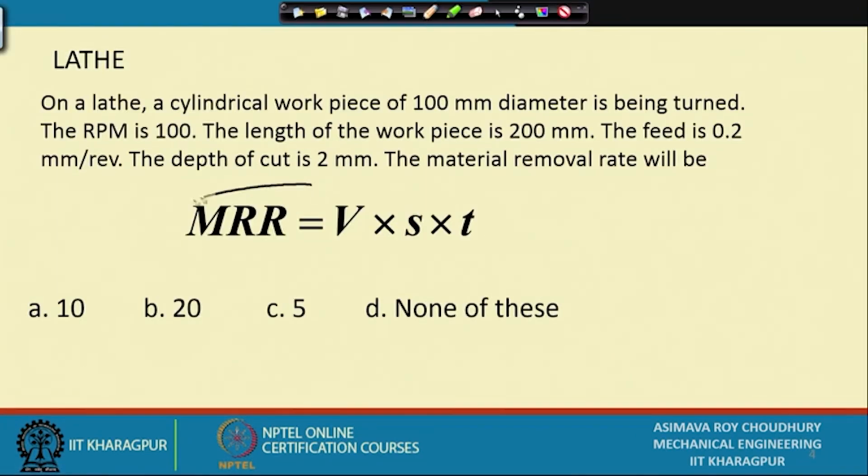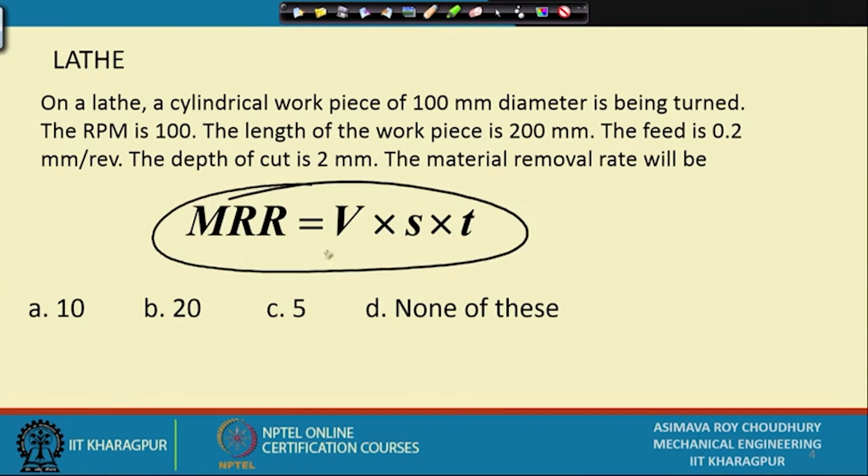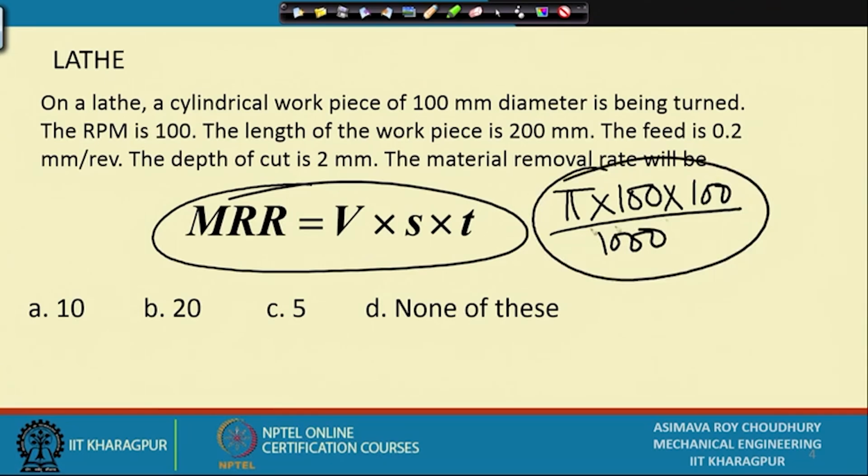Material removal rate is given by this expression: cutting velocity into feed into depth of cut. So, is the cutting velocity given? Yes, cutting velocity is given because we can find it out: pi d n by 1000. d is given, 100. That will give us V.